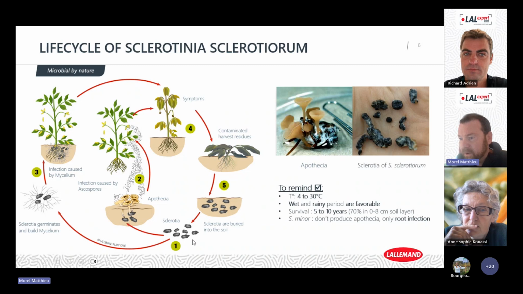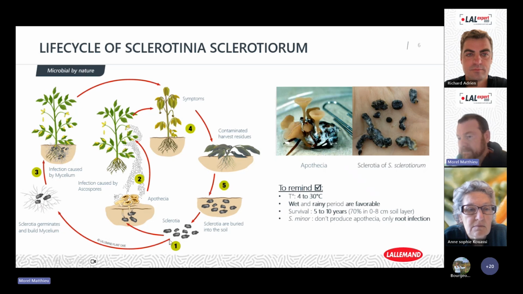When spring comes, when the temperatures are favorable for the germination of the sclerotia, they will germinate. There are two ways to contaminate the plant. The first way is by the roots. The sclerotia will germinate, making a mycelium that will affect directly the roots and up to the stems of the plants. This is the way the plant can be highly contaminated. So that is the first way the sclerotia can affect the plant.